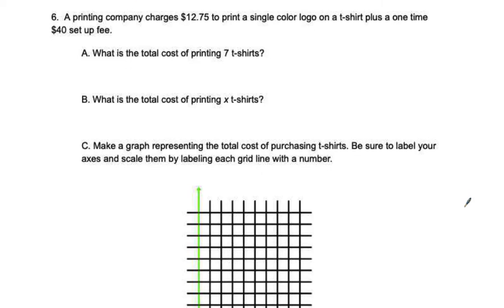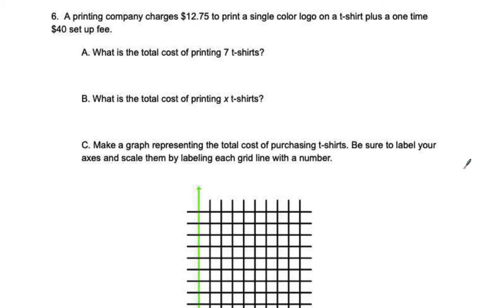Okay, a printing company charges $12.75 to print a single color logo on a t-shirt plus a one-time $40 setup fee. What is the total cost of printing 7 t-shirts? Well, printing 7 t-shirts would be 7 times $12.75 plus the $40 setup fee. And if we think about our total cost being our y value, which we always want that total cost to be the y value, this looks very much like a slope-intercept form equation, okay?